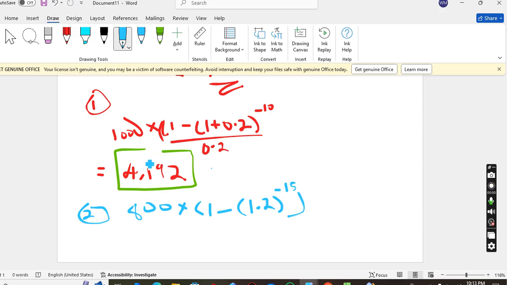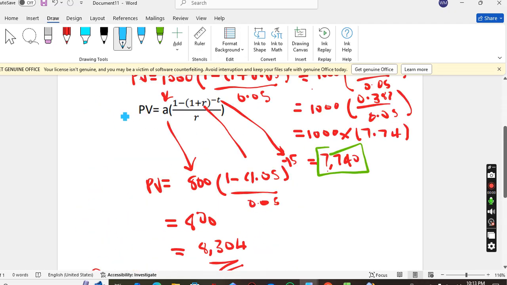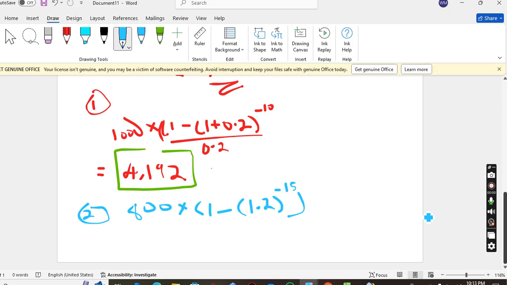Okay, for the second option, remember we're using this formula here. I hope everyone has jotted this formula down. Present value of ordinary annuity. That's the formula I'm using here, over 0.2. Let's see what we get here.